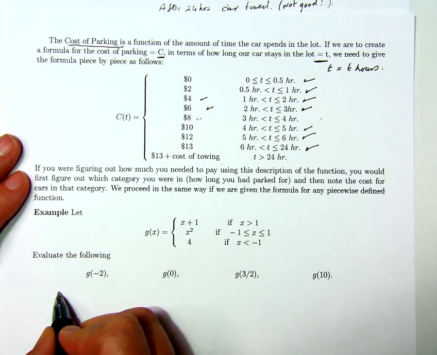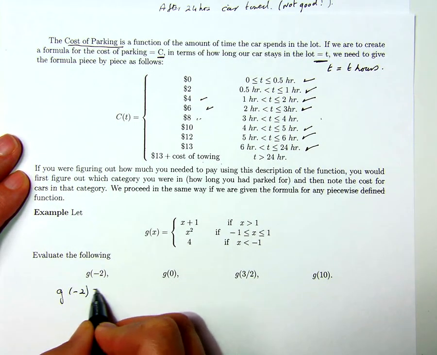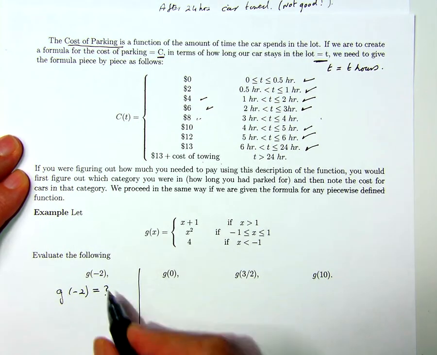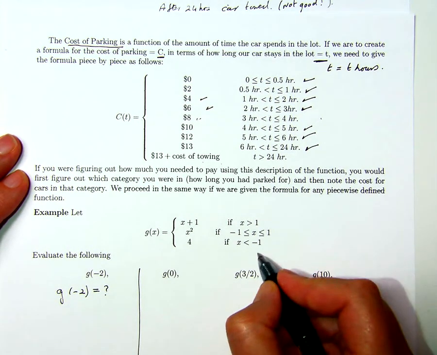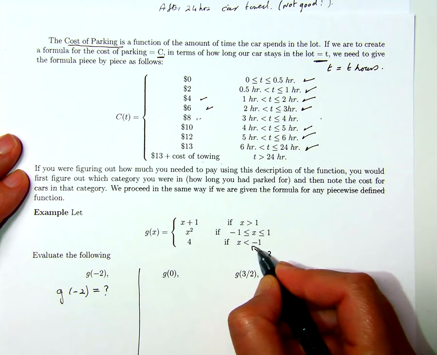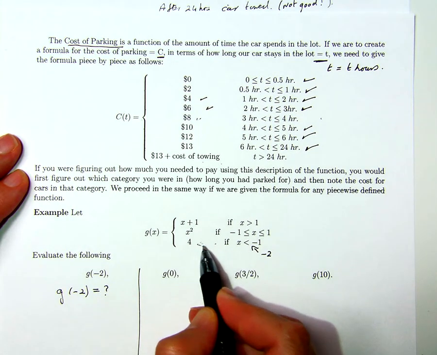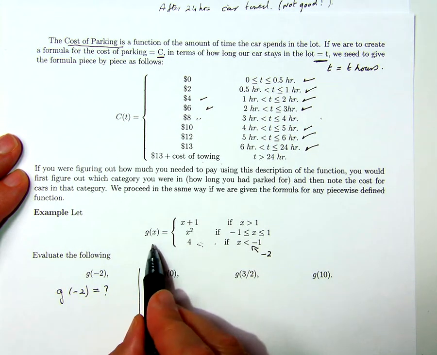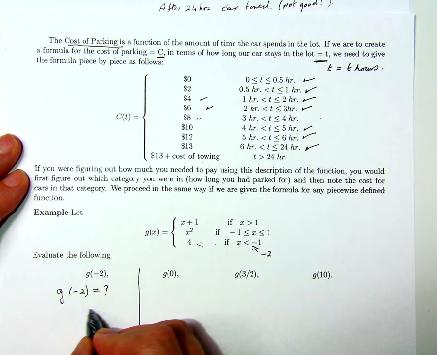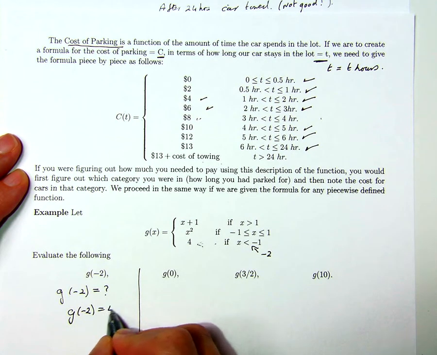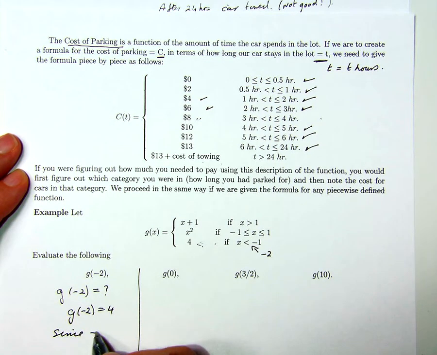So for example, g of minus 2, what is it? Well, I have to figure out which category minus 2 is in. And minus 2 is in this category here. It's an x value which is less than minus 1. And now I see that in that case, g of minus 2 must be 4, since minus 2 is in the category x less than minus 1. Here, x is minus 2.